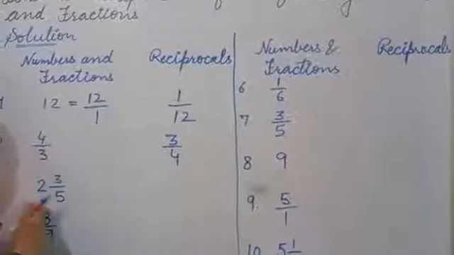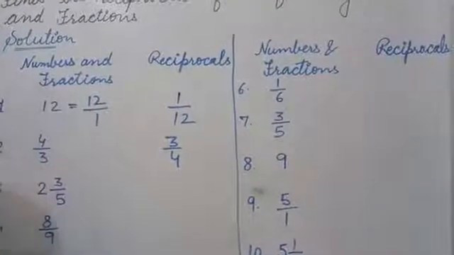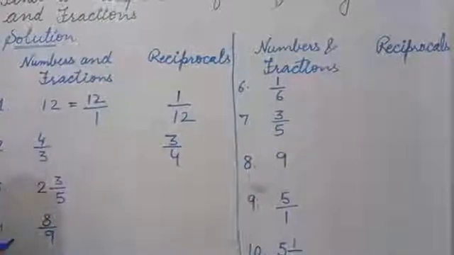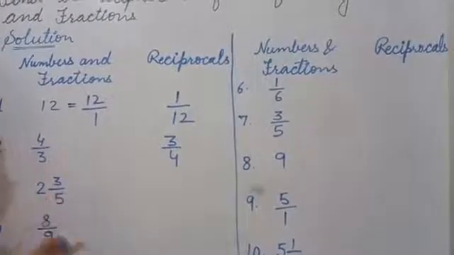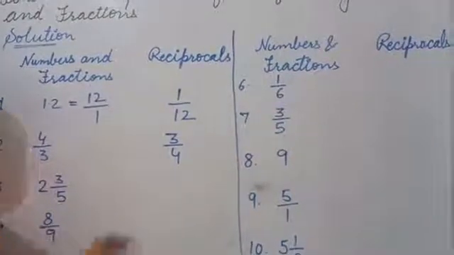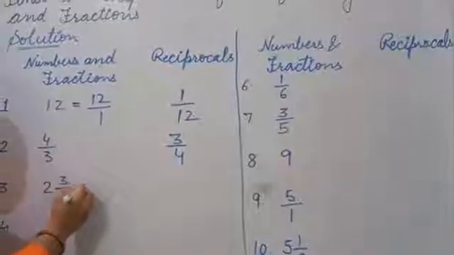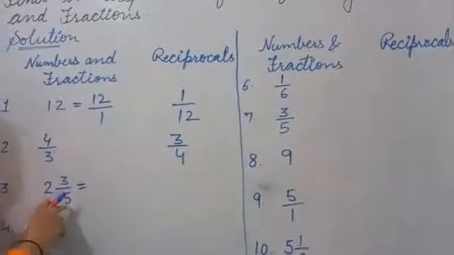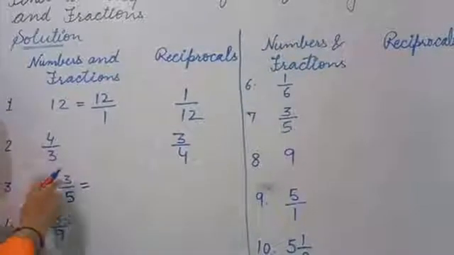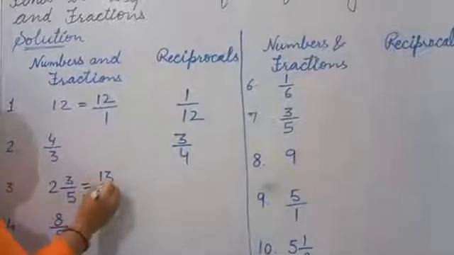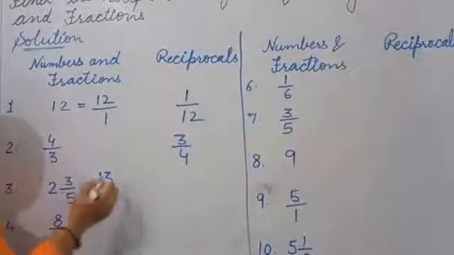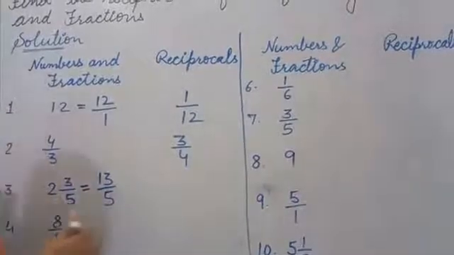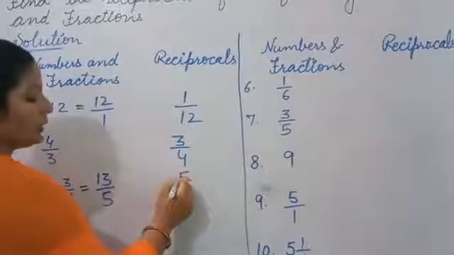There is a mixed fraction. So how will we change it? Firstly, we change it into improper. Whenever you have a mixed fraction, as I told you, first change it into improper, and after that take its reciprocal. So 5 twos are 10, 10 plus 3 is 13 upon 5. Now we write its reciprocal. So it becomes 5 upon 13.